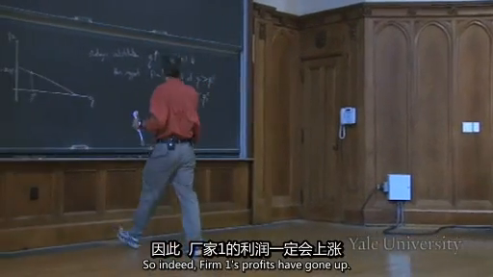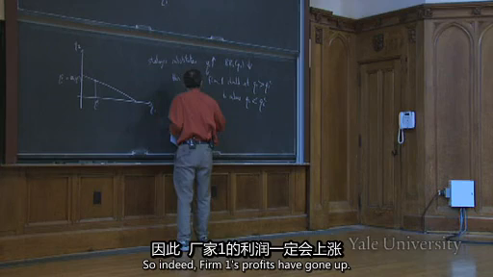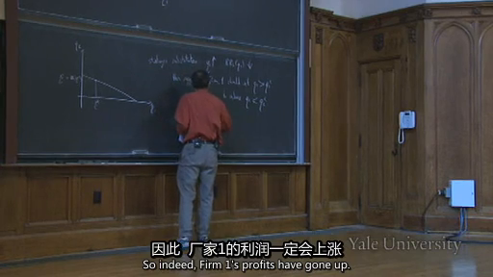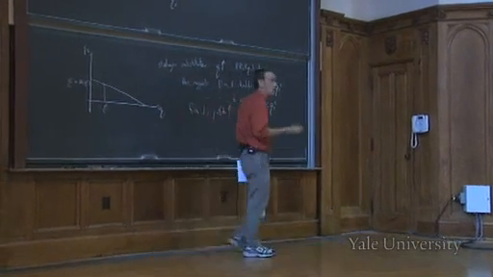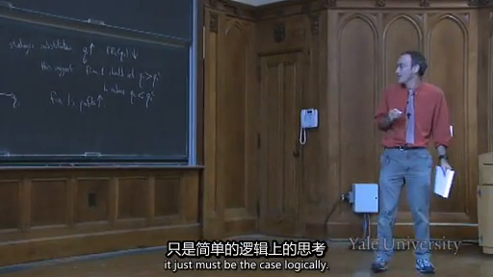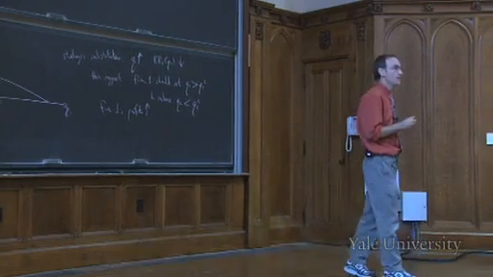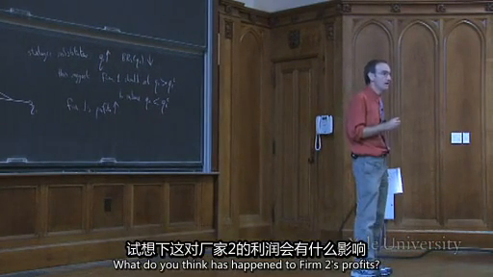So indeed, firm 1's profits have gone up. We don't even need any math to prove that. It just must be the case logically. All right? What must have happened to firm 2's profits? What do you think's happened to firm 2's profits?